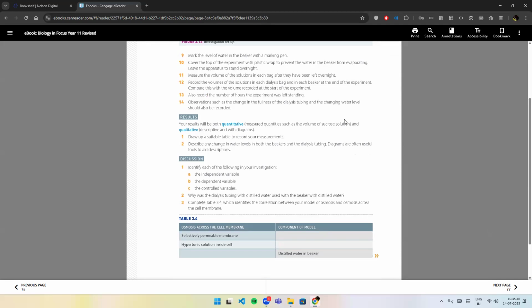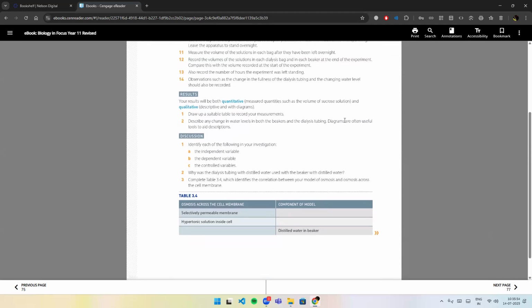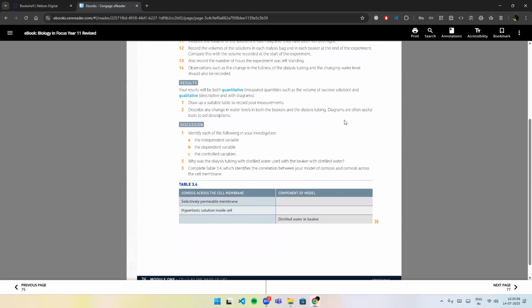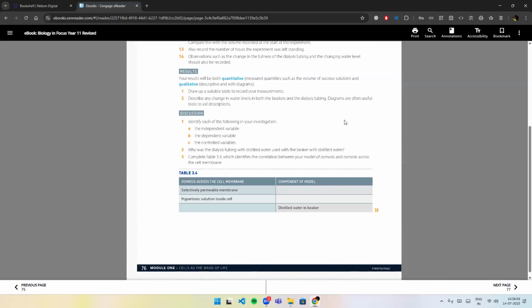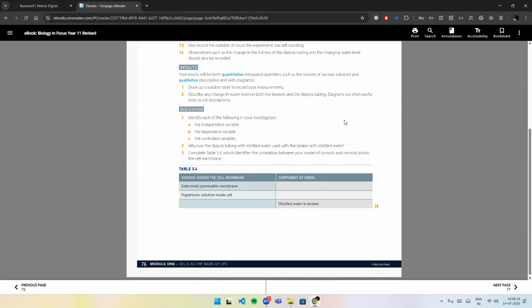Measure the volume of the solutions in each bag after they have been left overnight. Record the volumes of the solutions in each dialysis bag and each beaker at the end of the experiment. Compare this with the volume recorded at the start of the experiment. Also record the number of hours the experiment was left standing. Observations such as the change in the fullness of the dialysis tubing and the changing water level should also be recorded. Results: your results will be both quantitative and qualitative.